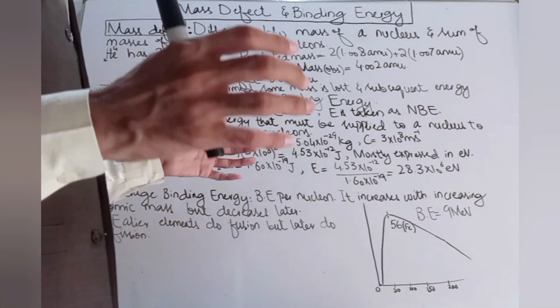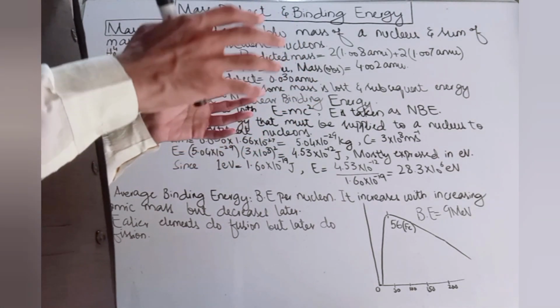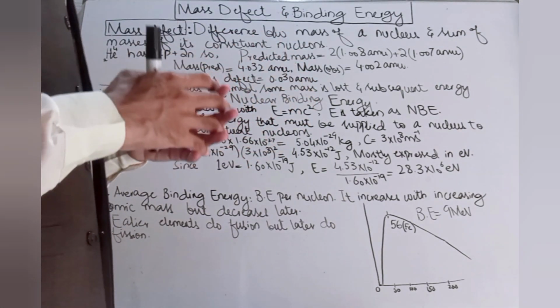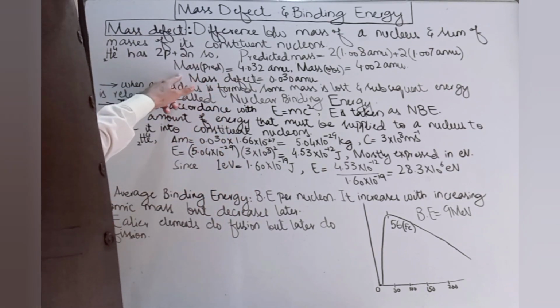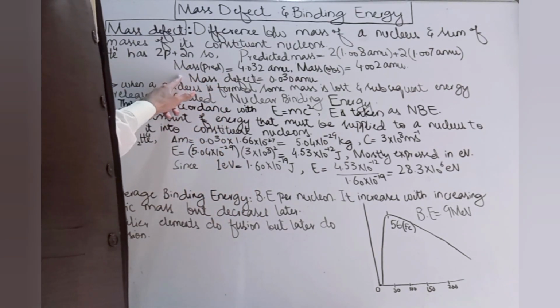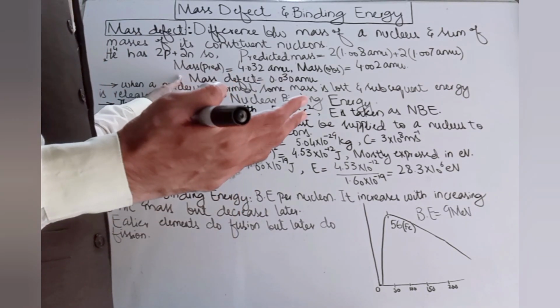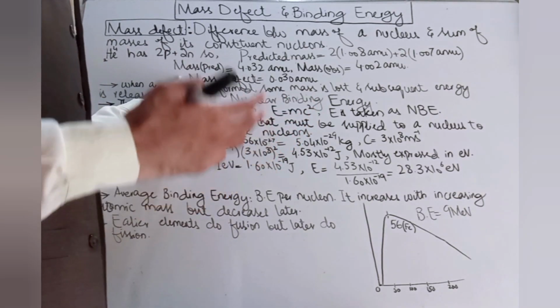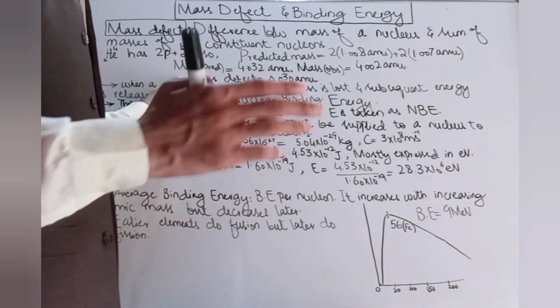How strongly the nuclei are bound, or how strongly the nucleons are bound with each other, is shown by the nuclear binding energy. The greater the value of nuclear binding energy, the greater the stability of the nuclei.